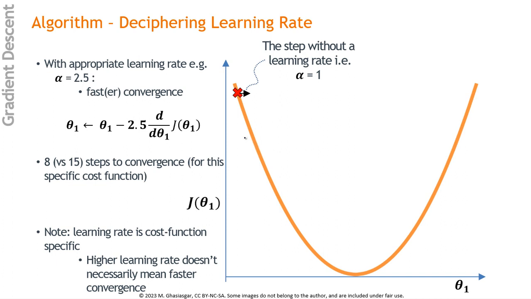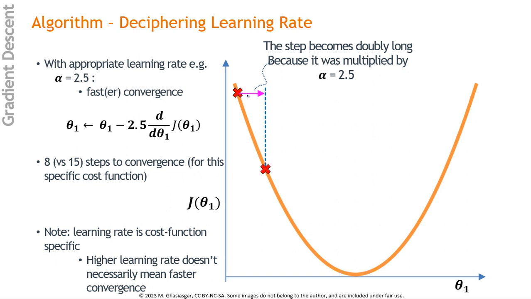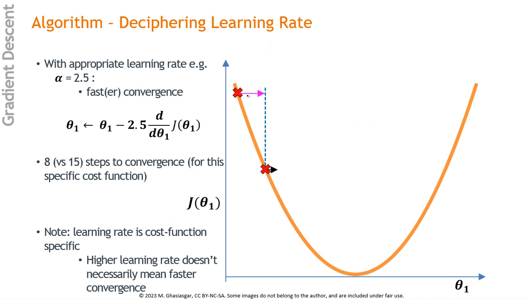The size of the first step with learning rate of 1 would be here. The size of the step with learning rate 2.5 is going to be 2.5 times as large. Okay? If I had learning rate 1, I would have this step. If I have learning rate 2.5, it's going to be 2.5 times larger. Okay? So we do the same thing, and here we get to the bottom point quite a bit faster.